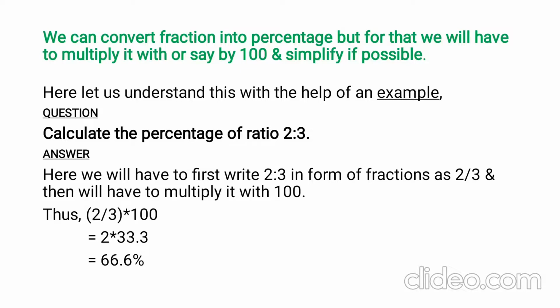We can convert a fraction into a percentage, but for that we will have to multiply it by 100 and simplify. Here let us understand this with the help of an example. Calculate the percentage of ratio 2:3. Well, here we will first have to write 2:3 in the form of a fraction as 2/3 and then multiply it with 100. Thus 2/3 into 100 gives us the value as 66.6%.